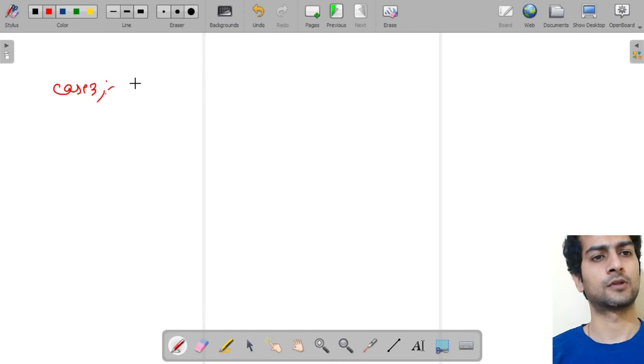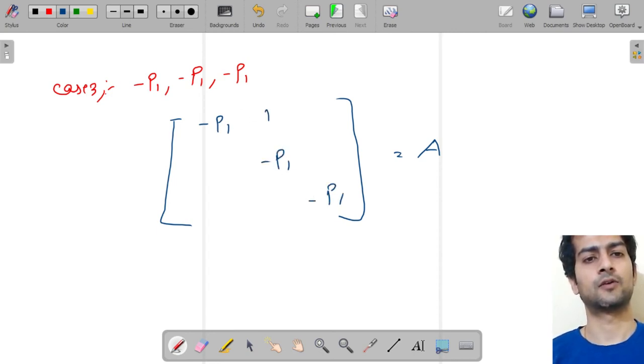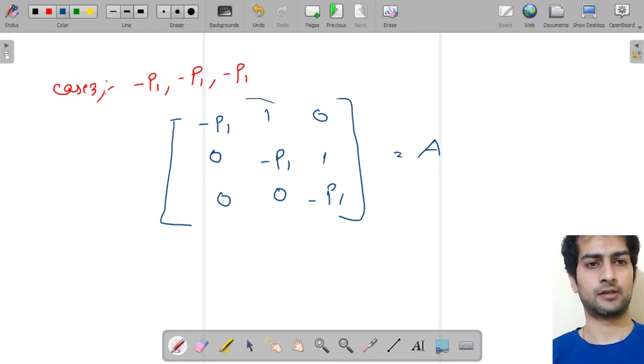Suppose all poles are repeated. Then what will be our matrix A? It will be minus P1, minus P1, minus P1, 1 0 0 1 0 0. See, very easy. Consider this block.